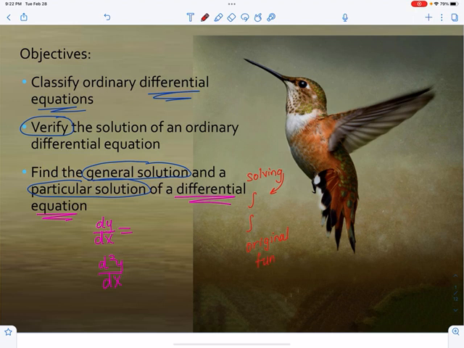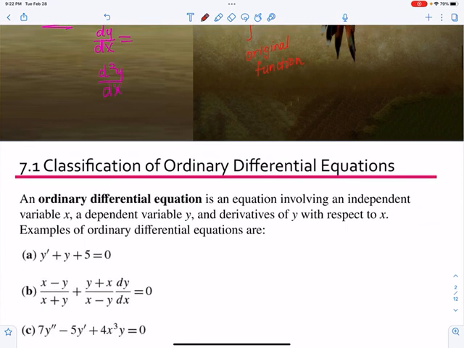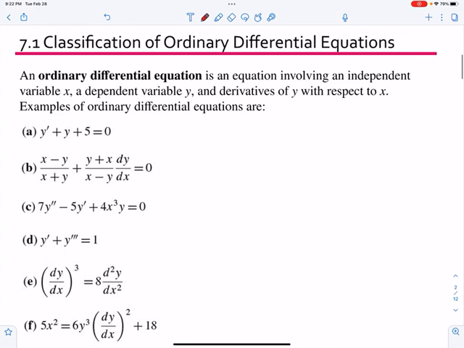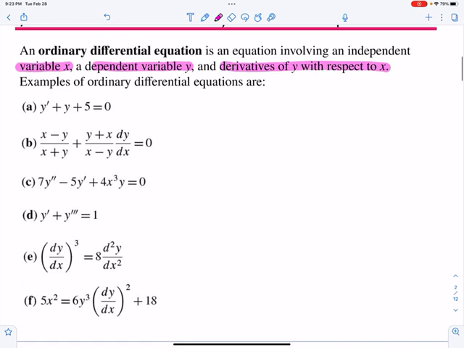And so there's some words that we will be seeing both in the homework and on an AP test that we really have to pay attention to. This idea of ordinary, I'm going to just talk about it because the book talks about it really quick. An ordinary differential equation is an equation involving an independent variable x, you can read through the rest of this, a dependent variable y, and the derivatives of y with respect to x. So these are all ordinary differential equations.